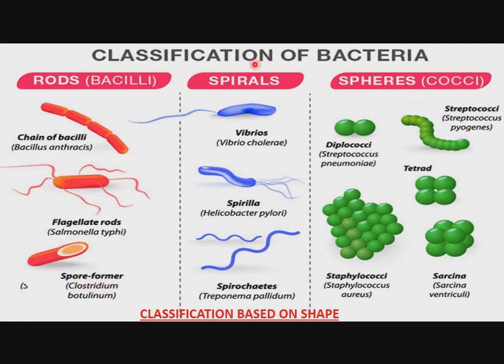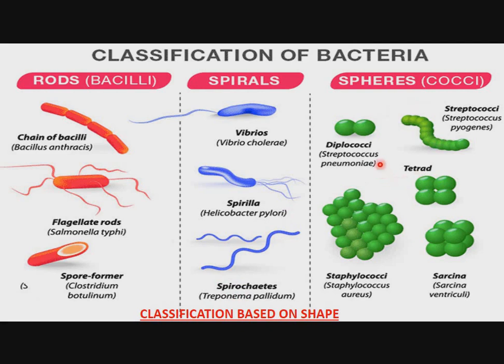We have those that are spiral in shape. Here you see the Vibrio cholerae, the cause of cholera. The spirals always take a comma-like shape. Then we have the spirochetes, where you see the Treponema. These are the ones that are in a spiral-like shape.